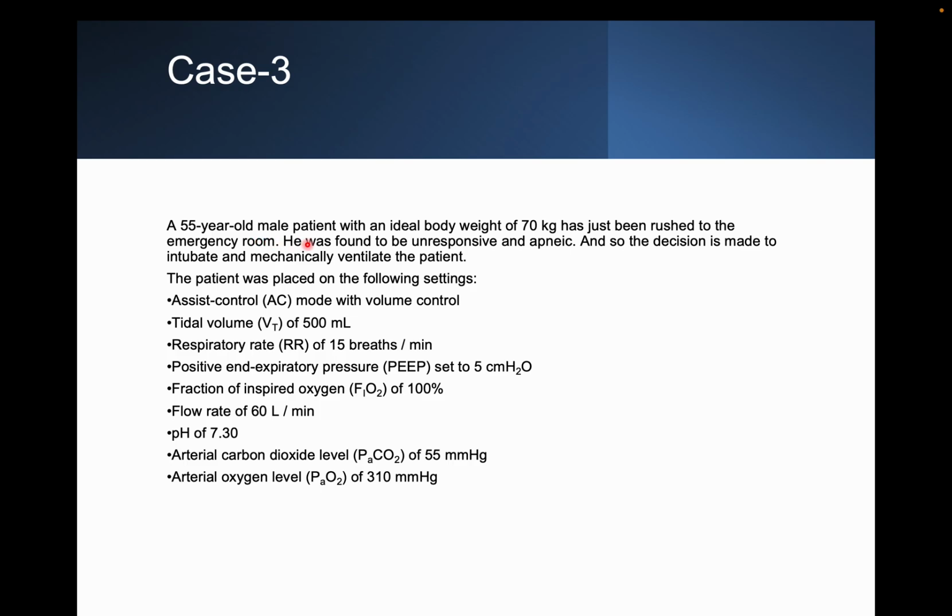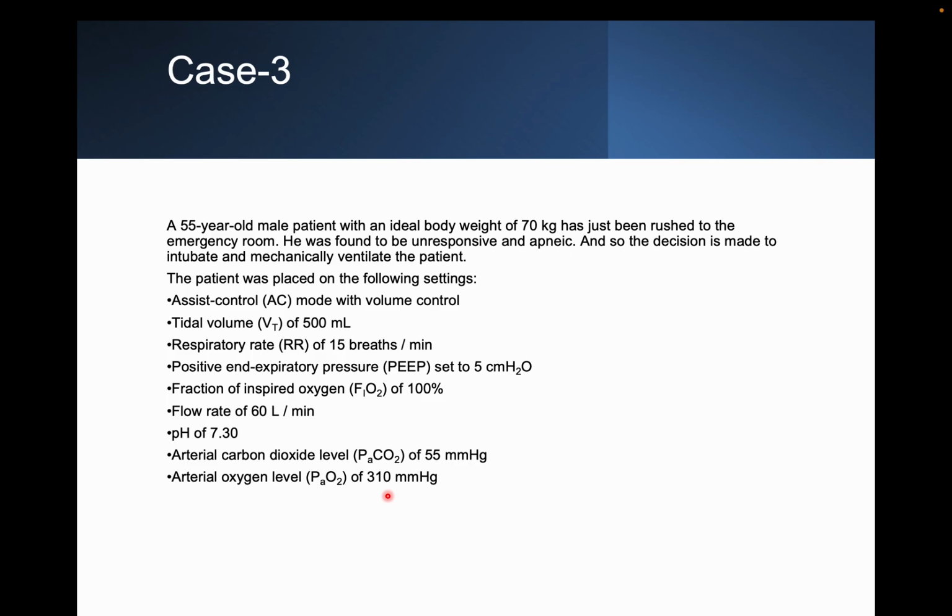A 55-year-old male patient with an ideal body weight of 70 kg has been rushed to the emergency room. He was found to be unresponsive and apneic. So the decision is made to intubate the patient and mechanically ventilate. The patient was put on assist control with volume control, a tidal volume of 500 ml, and a respiratory rate of 15 breaths per minute. This is a set rate. Positive end-expiratory pressure is 5 centimeters of H2O, and FiO2 is 100. Flow rate is 60 liters per minute. pH is 7.30, PCO2 is 55, and arterial oxygen is 310.